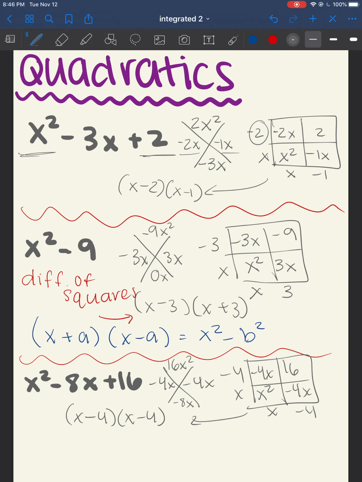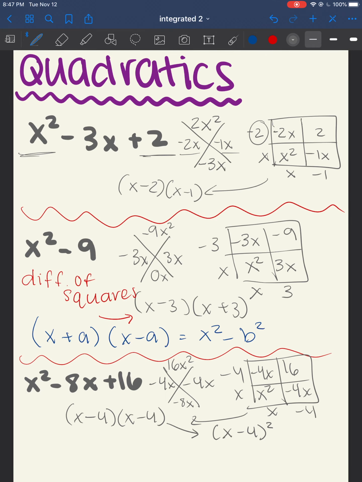This is the same term twice, and so you could just turn it into squares. So this is the exact same thing as x minus 4 squared, because when something's squared, it just means whatever is in these parentheses is multiplied 2 times.